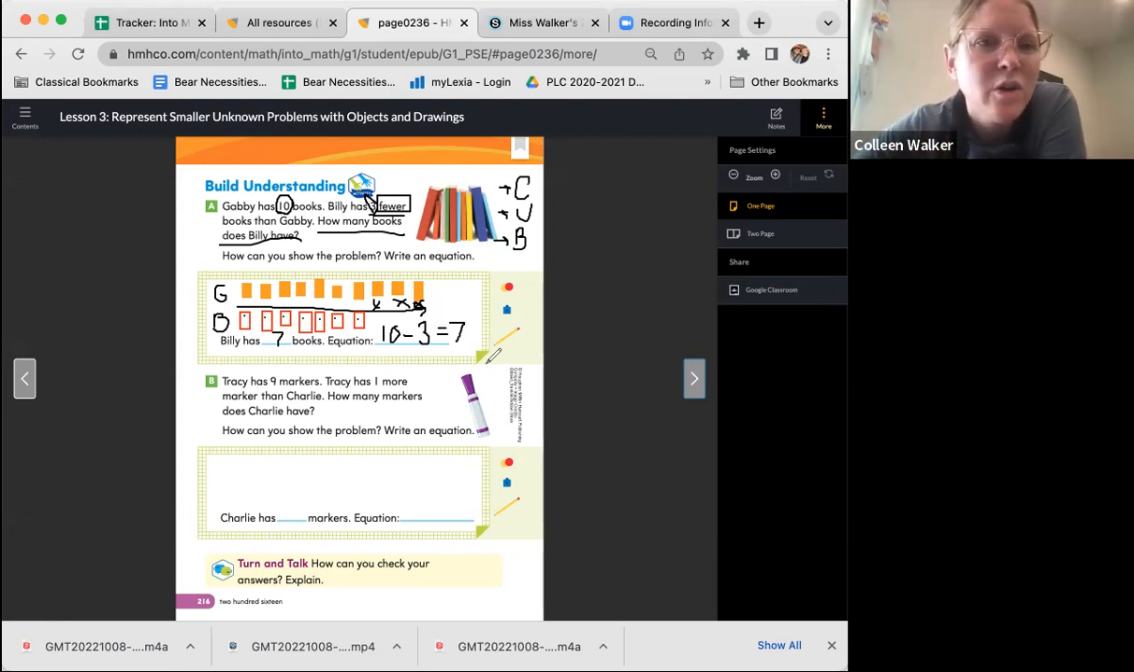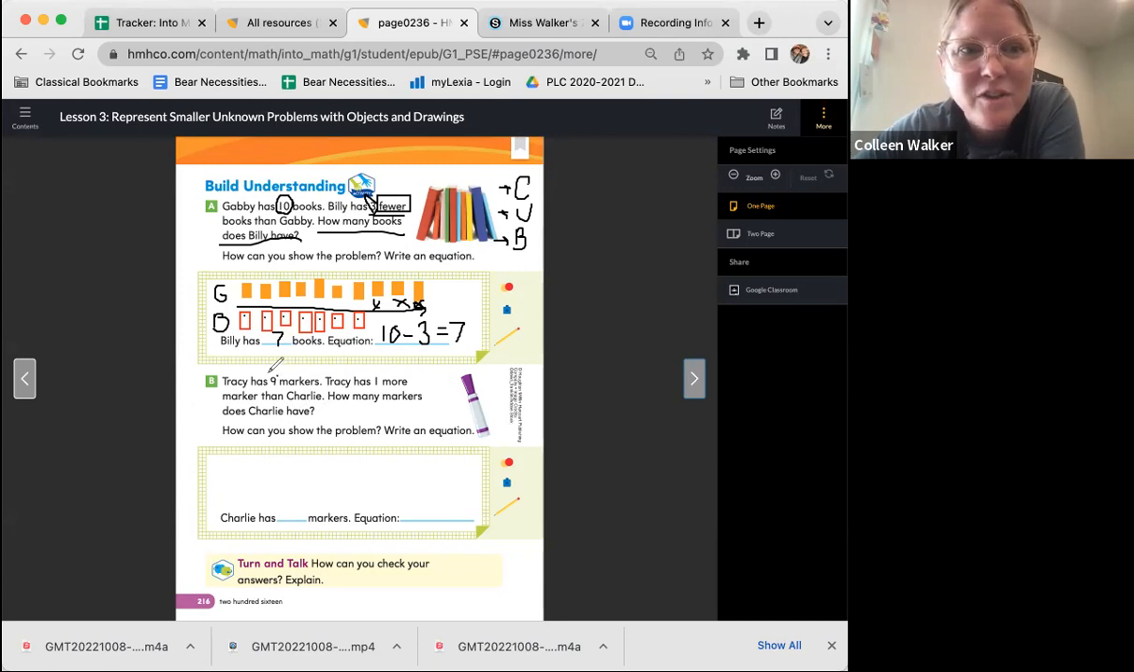Awesome. Let's go ahead and do part B. It says Tracy has 9 markers. Tracy has 1 more marker than Charlie. How many markers does Charlie have? Let's go ahead and do circle, underlining, and boxing. You can pause the video to do that.